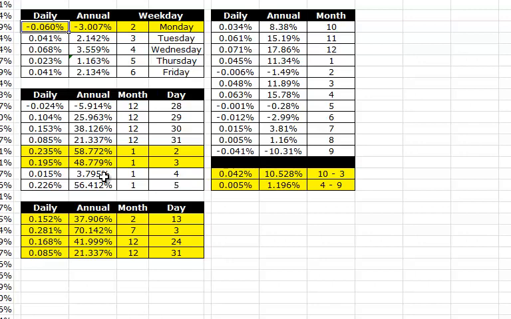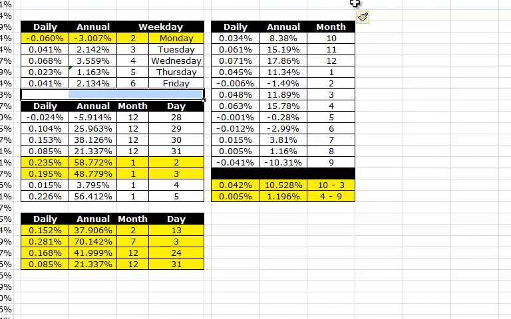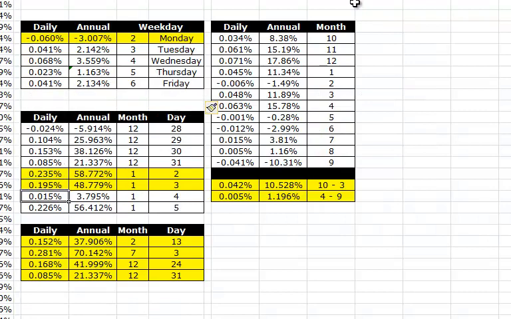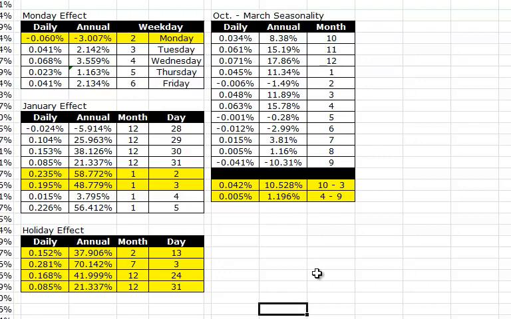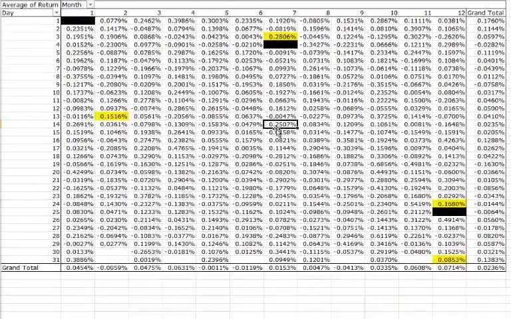If you look at, for instance, the holiday effect, we should have labeled this, shouldn't we? Let's take a minute to just do that. So this is the holiday effect. This is the January effect. This is the Monday effect. And this is the October through March seasonality. So when you turn it in, I would like it labeled like this. So these are all the average ifs functions. Give me a pivot table that shows me the holiday effect.